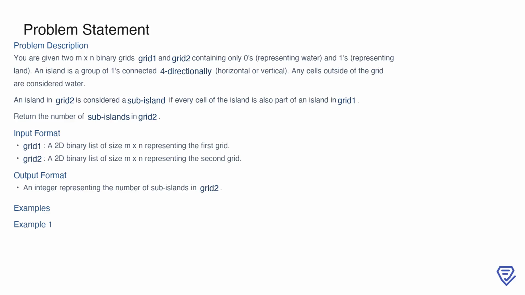The goal is to determine the number of sub-islands in grid 2. A sub-island is a group of connected land cells in grid 2 where every cell in that group is also part of an island in grid 1. The output of this problem will be an integer representing the total number of sub-islands in grid 2. This means we are essentially comparing islands in grid 2 with those in grid 1 to determine how many are fully contained within the islands of grid 1.